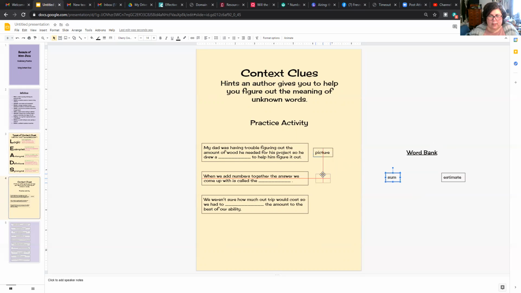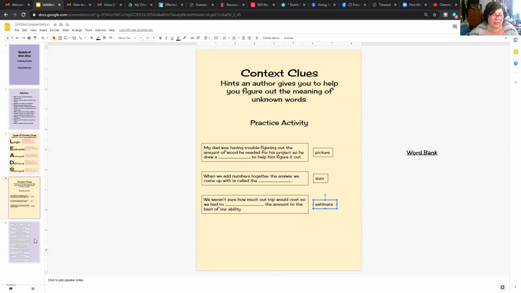That's right. Good job. And then we weren't sure how much our trip would cost, so we had to estimate the amount to the best of our ability. So it's not a hard number. We're coming up with a guess based on the information we have. That's an estimate. And so we put that next to that sentence because that's the word that makes the most sense to that sentence. Okay, so there's our practice.